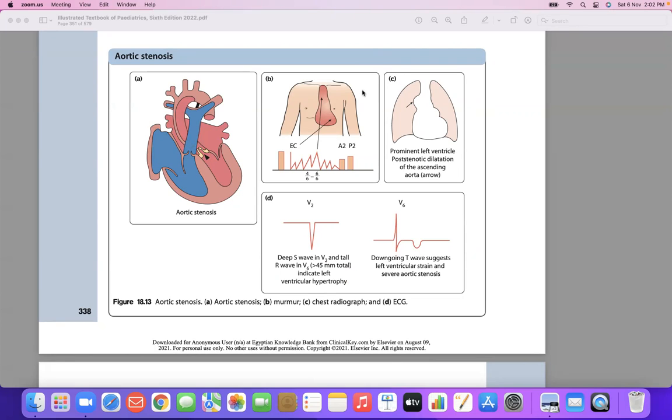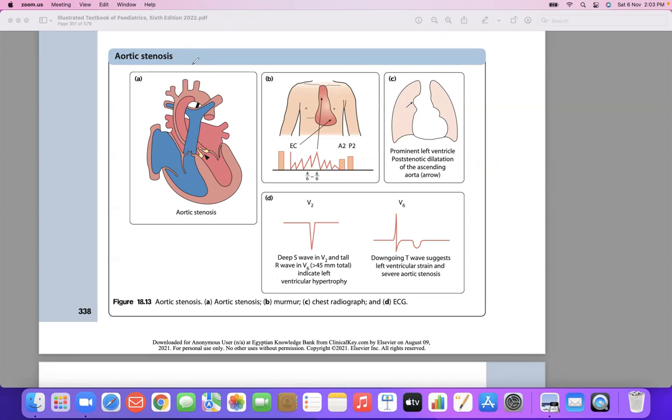Let me use some other color. You can have post-stenotic dilatation here because there is stenosis. This is the post-stenotic dilatation you can see here. So what is this? Prominent left ventricle, you can see cardiomegaly and post-stenotic dilatation of the ascending aorta.